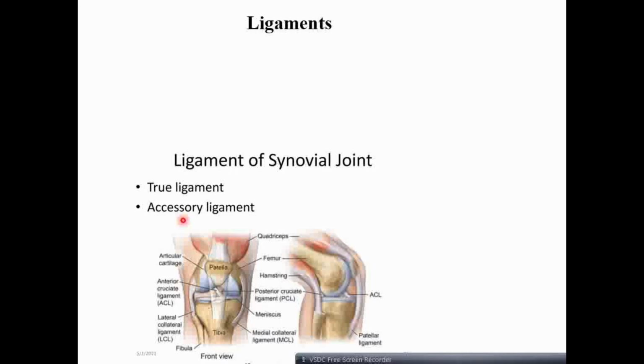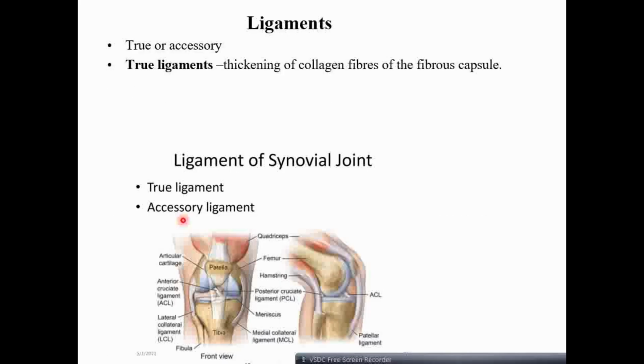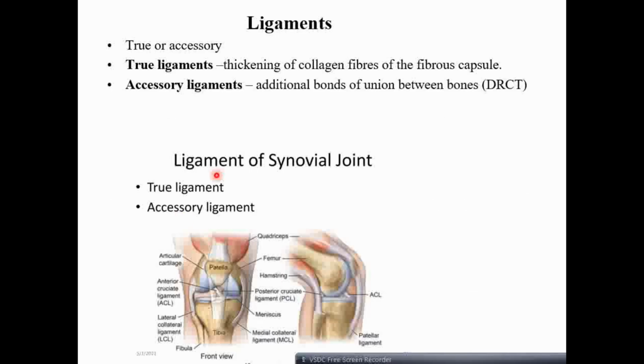True ligament means they are actually the thickening of the fibrous capsule itself, whereas accessory ligaments are a part of dense, regular connective tissue. They are the additional bonds of union between the bones formed by dense, regular connective tissue, whereas the thickening of collagen fibers of the fibrous capsule forms a true ligament. You can make out the ligaments here. This is a ligament which you can see here.